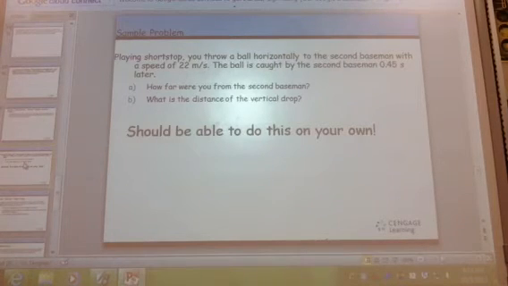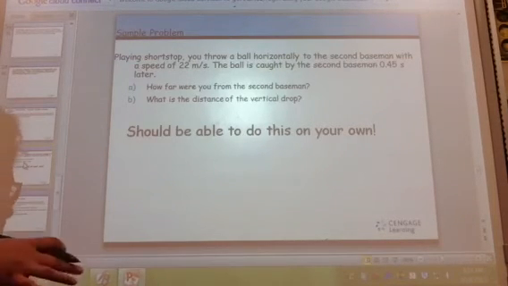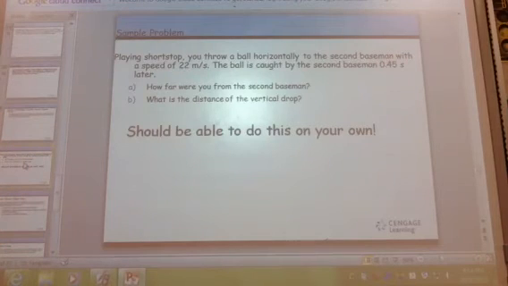So I would like you to now, if you would, first by yourself, try to do these problems. It says playing shortstop, you throw a ball horizontally to the second baseman with a speed of 22 meters per second. It says the ball is caught by the second baseman 0.45 seconds later. So first part, how far were you from the second baseman? And then B, what is the distance of the vertical drop?